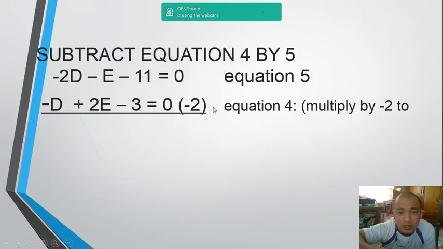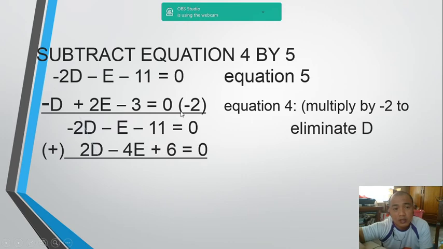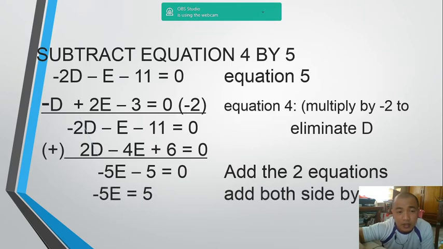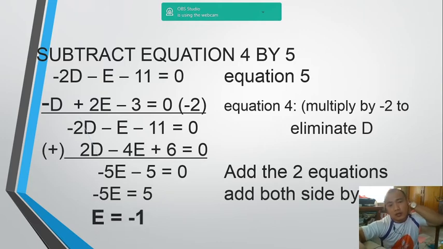So, this time, I will multiply equation 4 by -2. So, it becomes -2D minus 4E plus 6. Then, eliminate na natin yung D. That means -5E minus 5 equals 0. Therefore, -5E equals 5. So, what is E? E equals -1. Okay, nasolve na natin yung E.